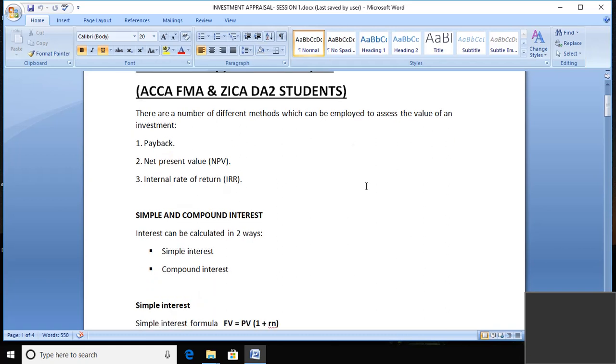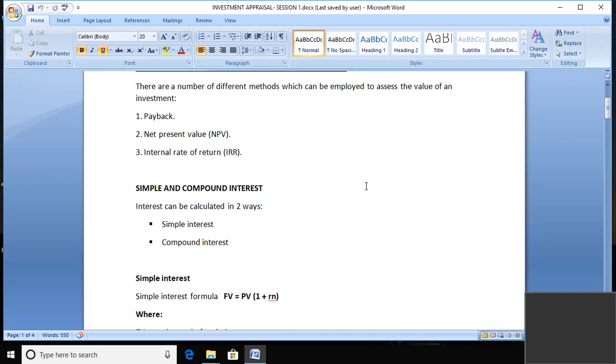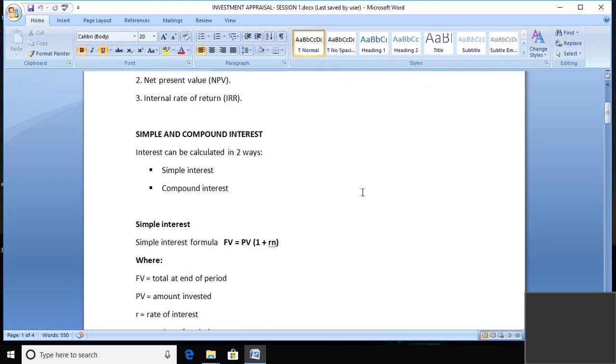All right, so before we begin to look at these three techniques that I've mentioned, I want to remind you of some of the things you already know, things like the calculation of interest, how interest is calculated. I'm going to run through this part as quickly as I can because we need to get back to the calculation of those investment appraisal techniques.